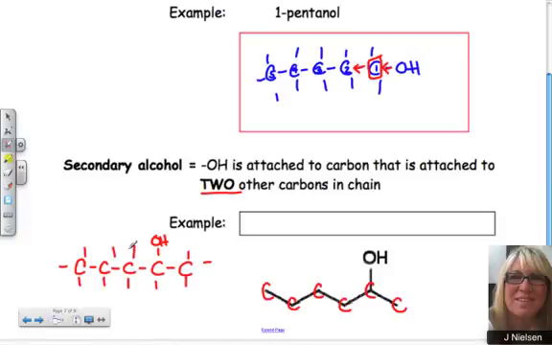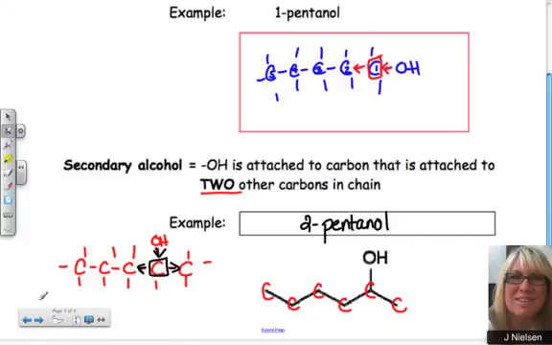What makes this a secondary alcohol? What makes this a secondary alcohol is that the OH group is attached to a C, and then that C is attached to 2 other C's, which is different from primary, in which the OH was attached to a C only attached to one other C. So let's name this 1, 2, 3, 4, 5. So it's pentane, drop the E and add OL, so it's pentanol, and my OH group is on the second carbon, so 2-pentanol.